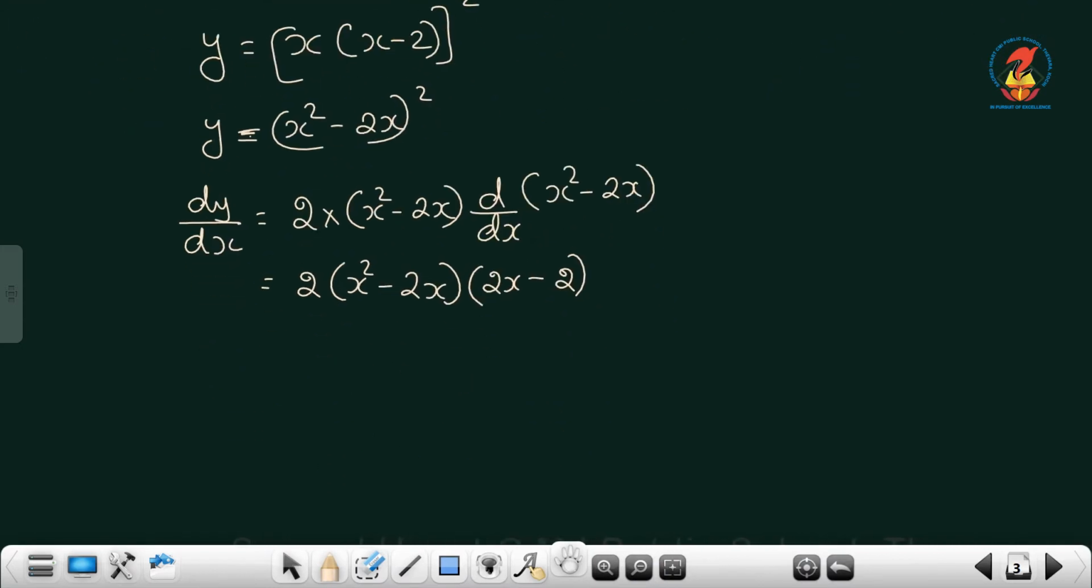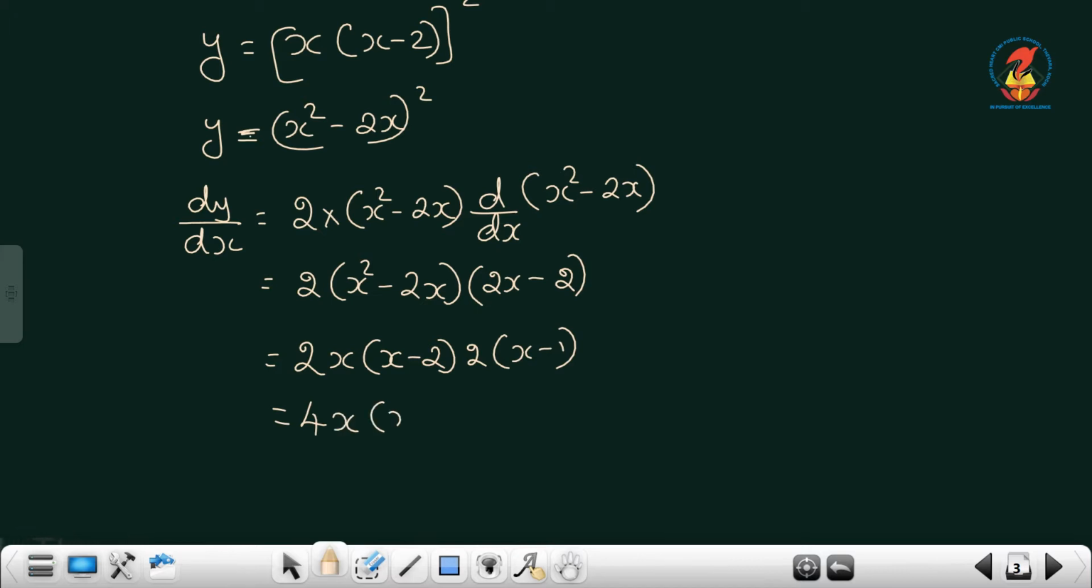Since we have to find the values of x, you have to simplify this. 2, x is common, x into (x minus 2), here 2 is common, (x minus 1). Or we can write 4 times x into (x minus 1) into (x minus 2). That is dy by dx.